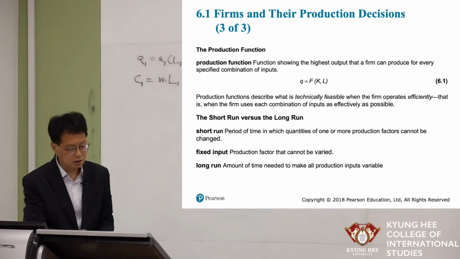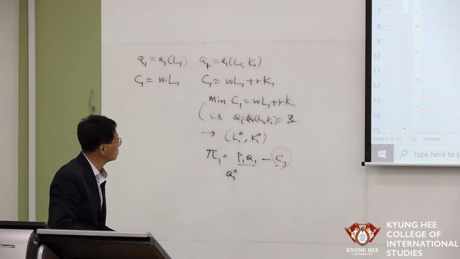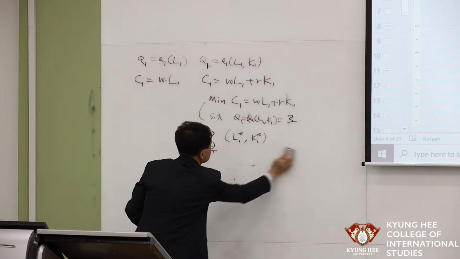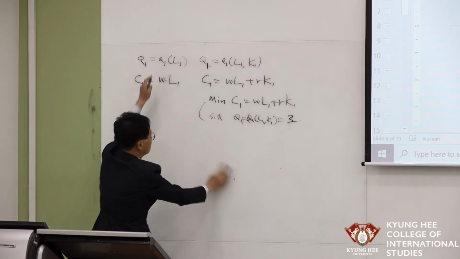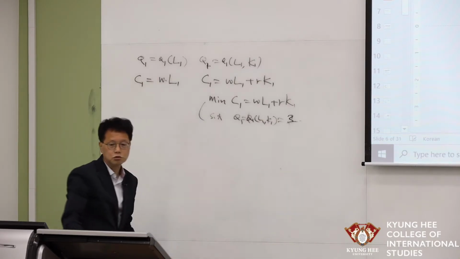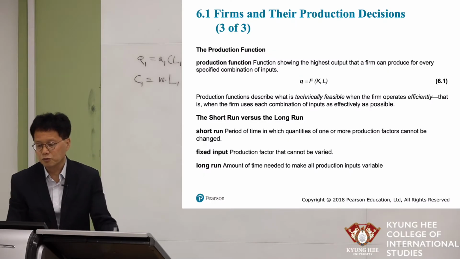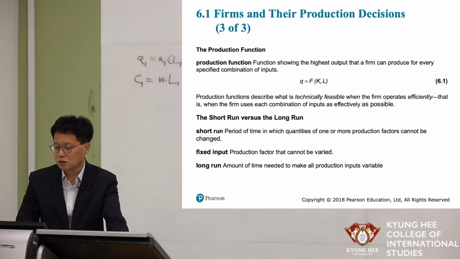Production function, I already explained this, right? Think about this kind of thing. Our textbook uses a small q for a firm's production, and industry production is usually a large Q. Q is equal to a function of capital and labor.